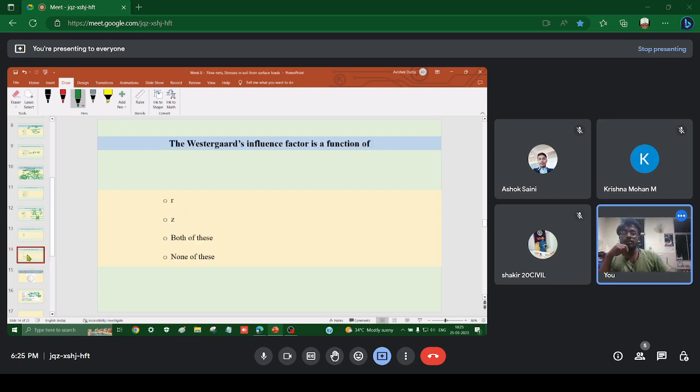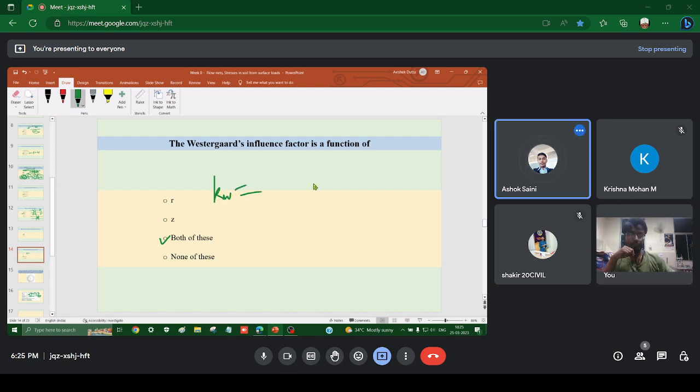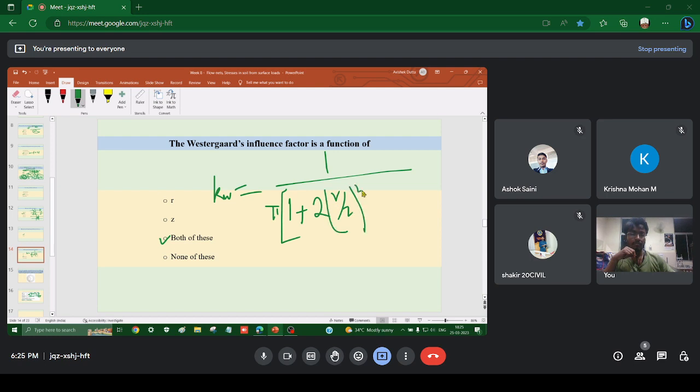Westergaard's influence factor is a function of both of these. What is the formula for Westergaard's influence factor? 1 upon pi, (1 plus 2 times (r upon z) square), the whole to the power 3 by 2, isn't it? So here we have r, here we have z. So this factor is a function of both r and z. Clear?